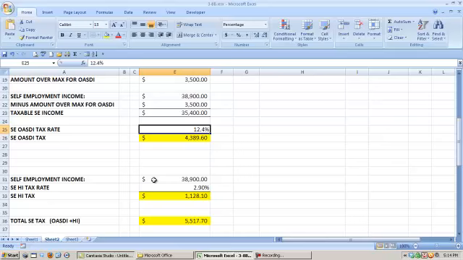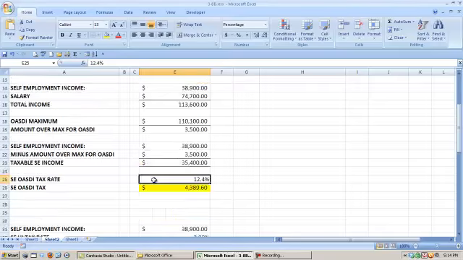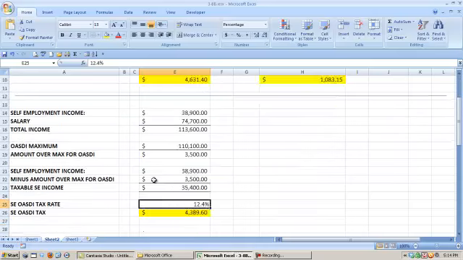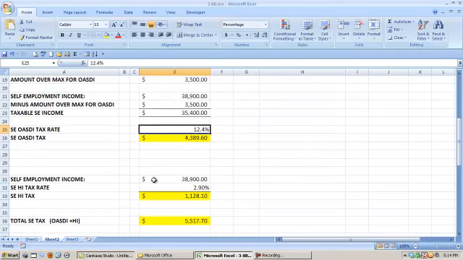We calculated that number. Oops, I'm sorry, did I scroll down too far? Let's see here. Sorry, I lost my place. Okay, here we are. $35,400. This is the amount that's taxable for OASDI purposes. The rate was 12.4%, so we just multiply that amount by 12.4%, and we're looking at $4,389.60 as the Social Security tax on his self-employment income.